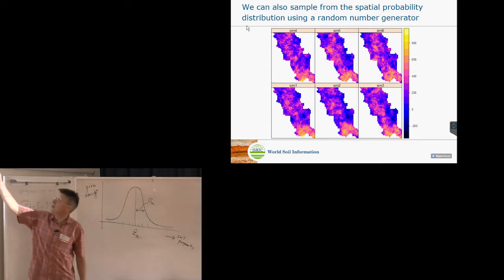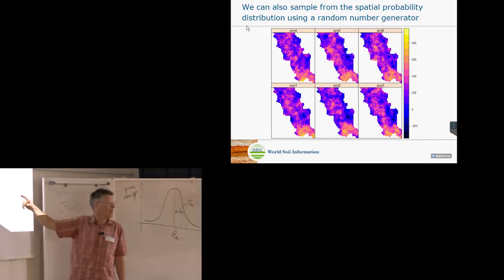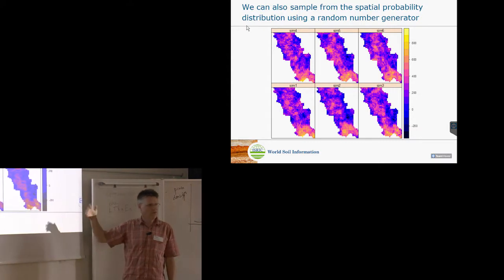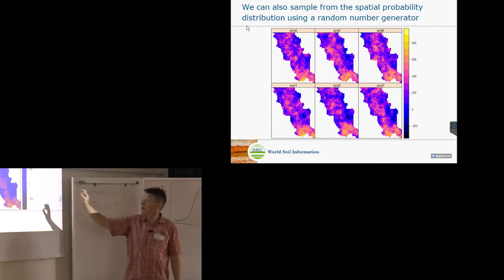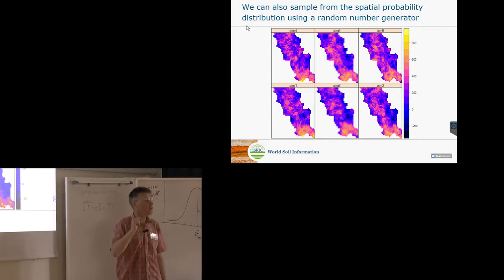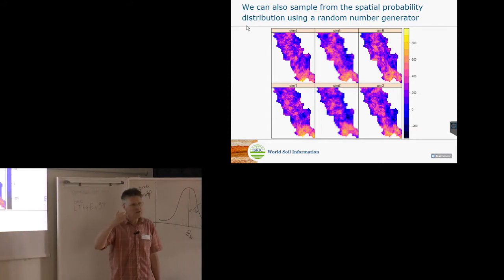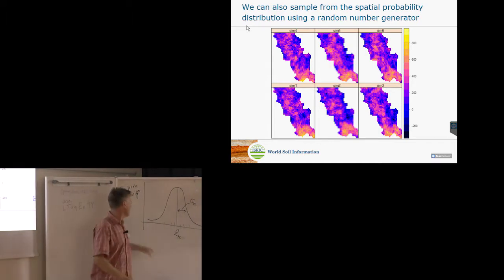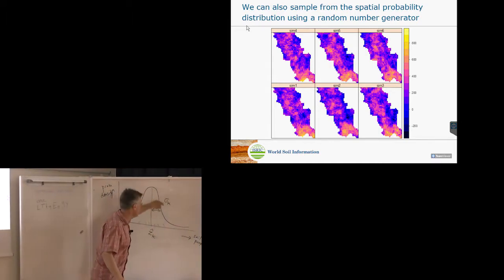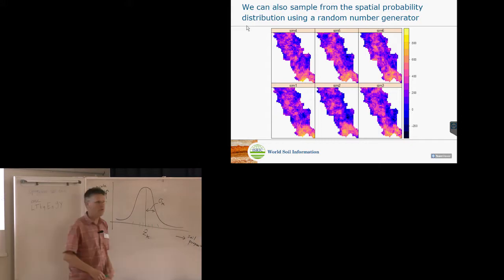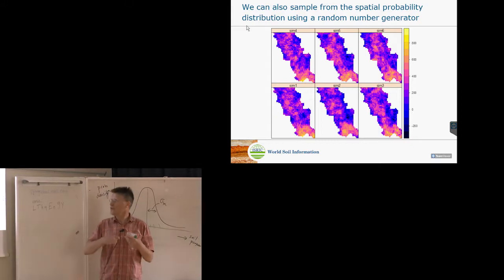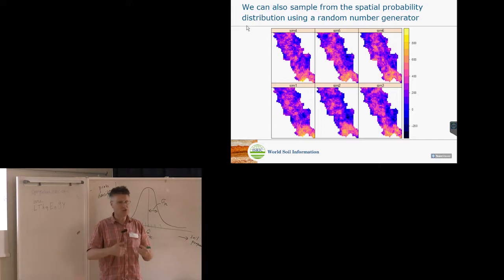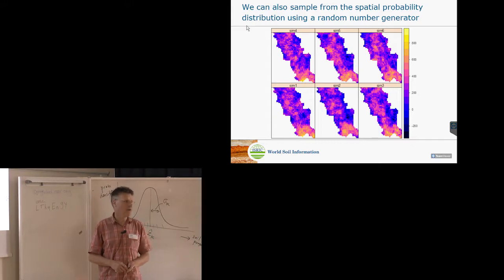So I show you here six possible realities. If I would not produce six, but let's say 10,000, and at any location I would make a histogram of those 10,000 simulated values, that histogram would look very closely like my Kriging probability distribution. So that's the idea. You generate possible realities by sampling from that probability distribution.